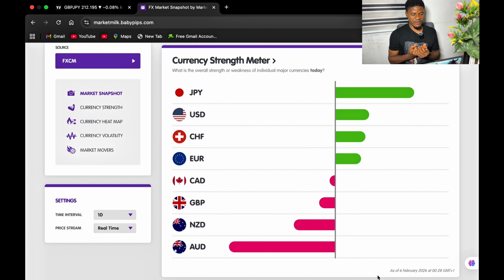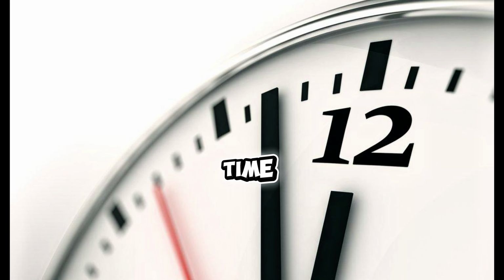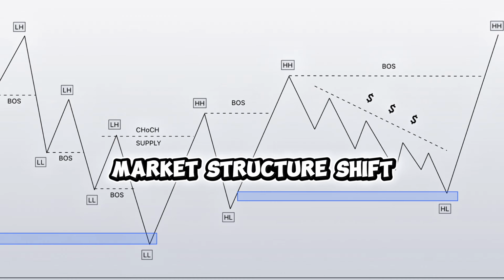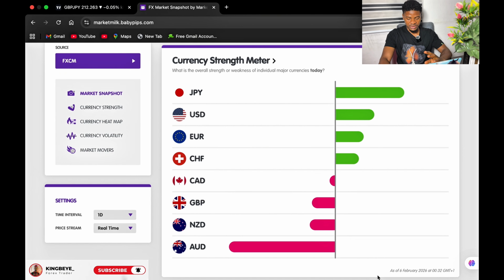There are three factors: one, timing; two, the rate; three, the shift. If these three things don't align, then the trade is not valid. Timing, the rate, and the shift.